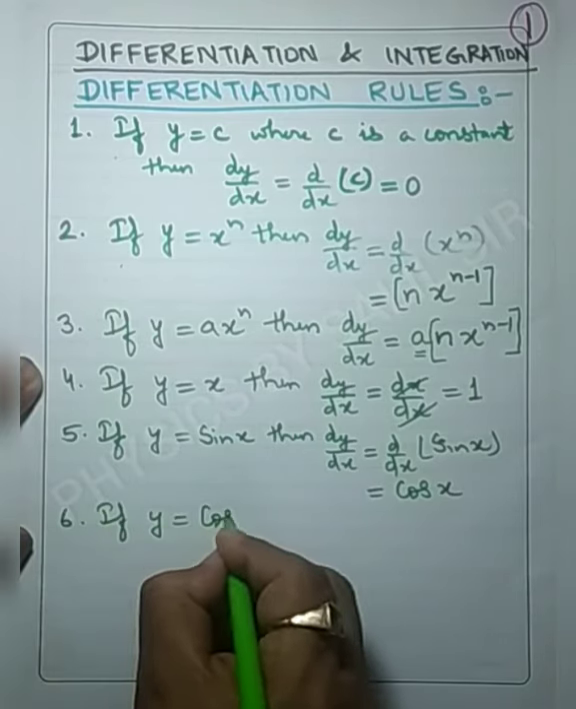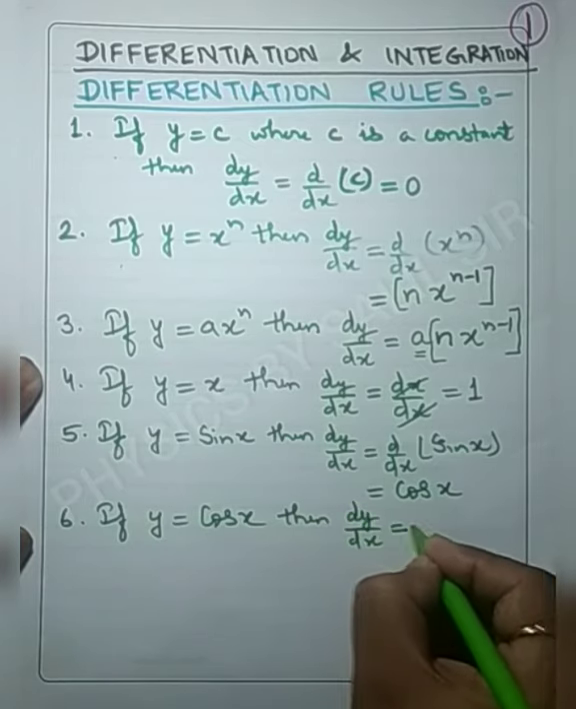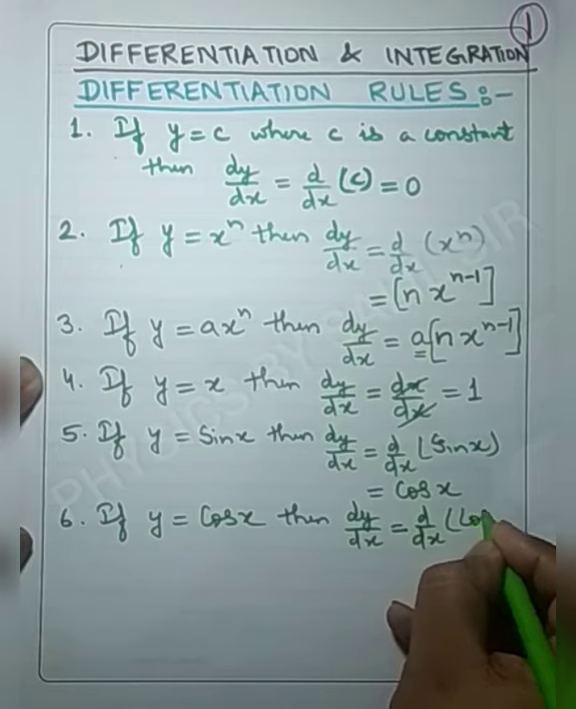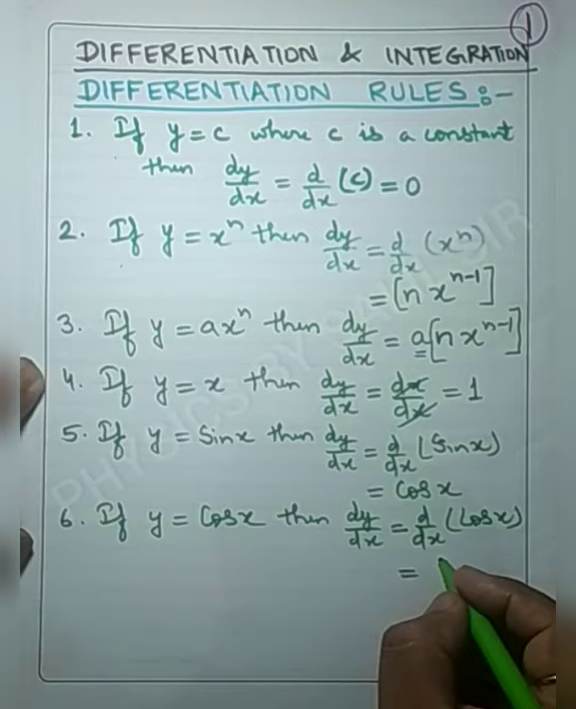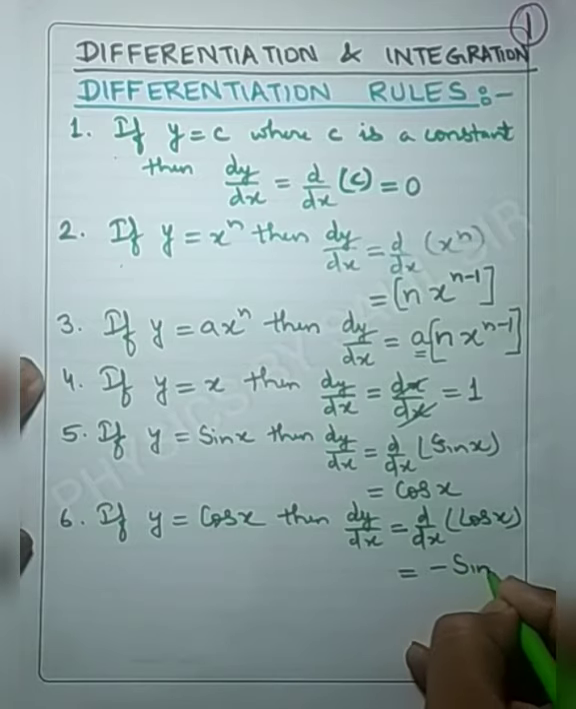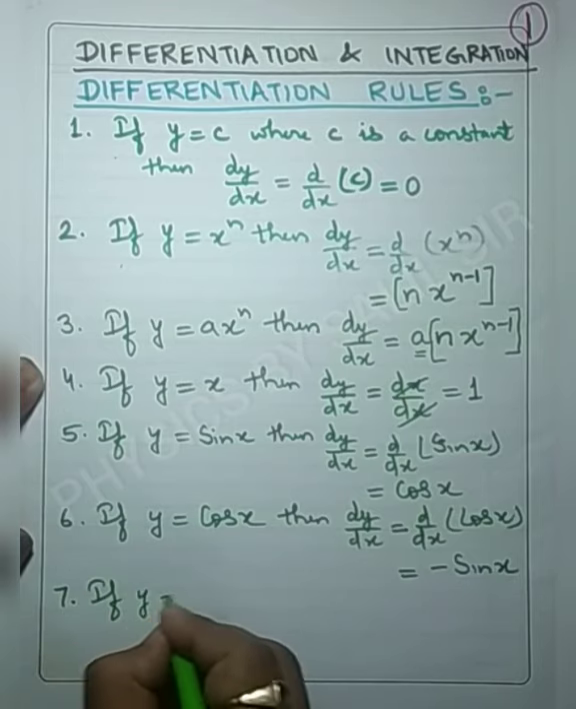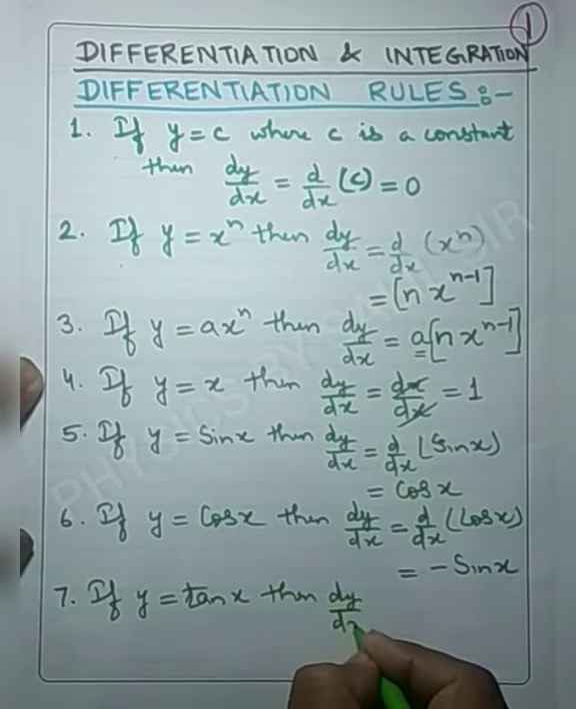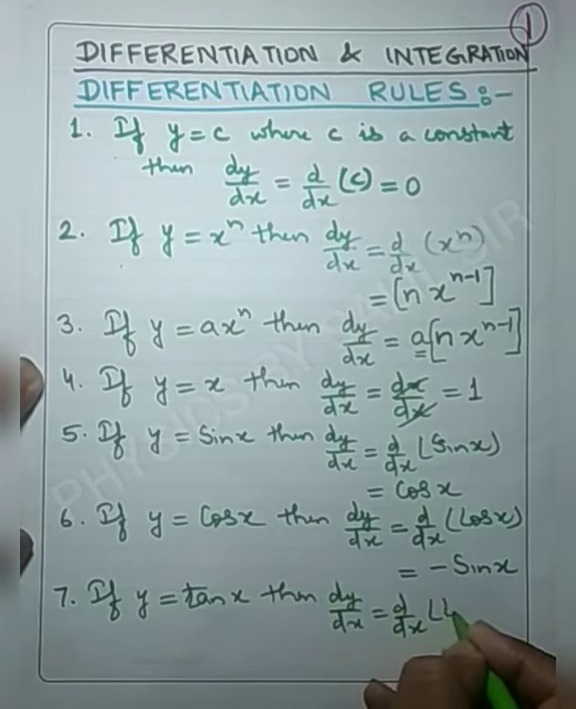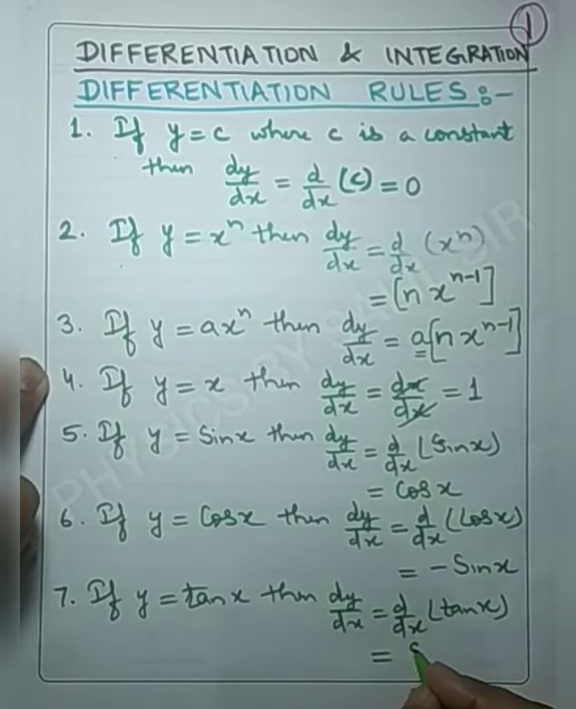If y is equal to cos x, then dy by dx is equal to d by dx of cos x, and the differentiation of cos x with respect to x will be minus sin x. Similarly, if y is equal to tan x, then dy by dx is equal to d by dx of tan x, and when we differentiate tan x, it will be sec square x.